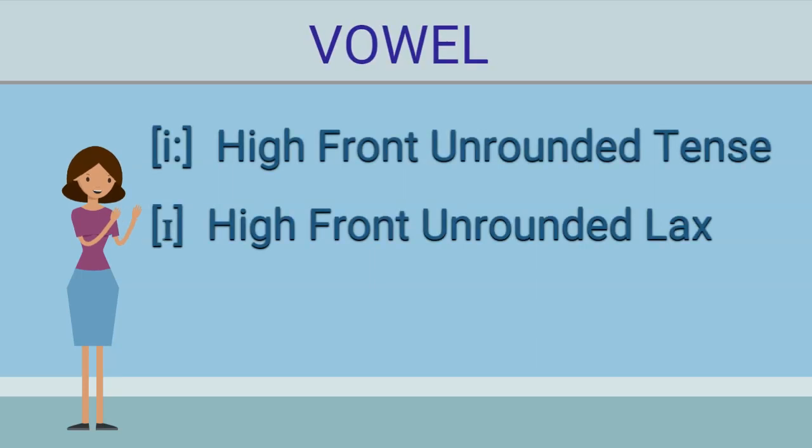And this is how we describe the vowel sounds by using tongue height, tongue advancement, lip rounding, and tenseness. So ee is a high front unrounded tense vowel, while ih is a high front unrounded lax vowel. They are different in terms of tenseness.